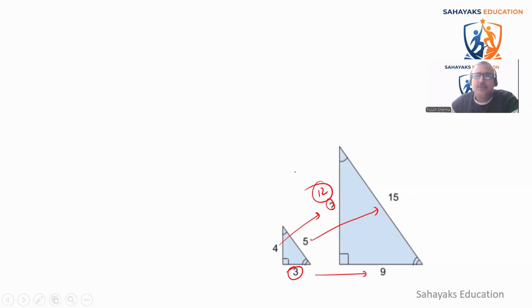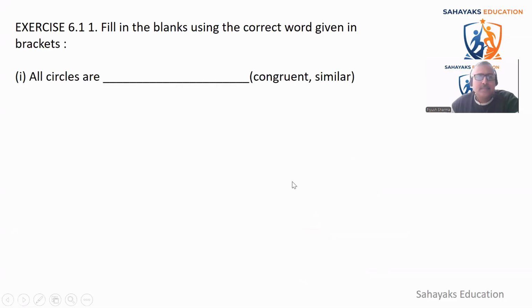Okay, coming to the next question. Now we have NCERT exercise 1. Fill in the blanks using the correct word in the brackets. All circles are. So there could be one circle which is small, and there could be another circle which could be big. Are they congruent? No, they are not congruent. Why? Because they are not exactly the same. But they are similar. So the answer is similar.